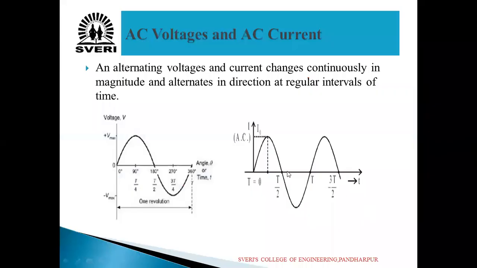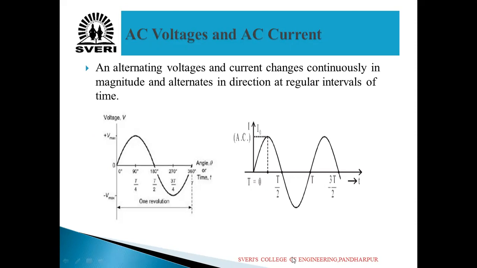Yesterday I told you that alternating voltage and current change continuously in magnitude. Magnitude means the value of the voltage or current. It continuously changes in magnitude and alternates in direction. Alternating in direction means positive half cycle, negative, positive, negative, like that. For the positive, it will go from 0 to the maximum value.